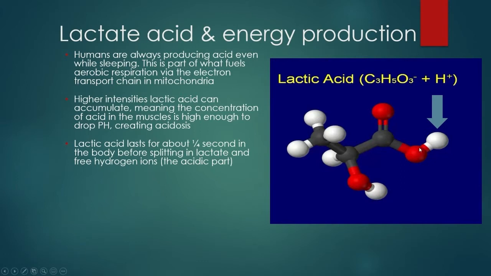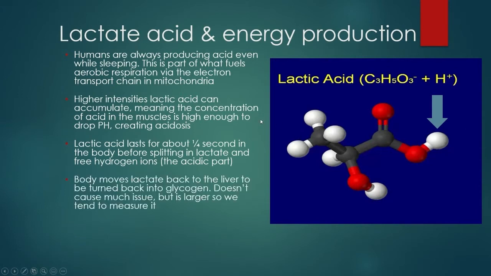So basically your body splits it right here between this red and white line, and it splits it into the bigger element here, off to screen left from the red line onward, which is lactate, and then this becomes the free hydrogen ion. That is the acidic part. If you remember anything from your chemistry class, things that have hydrogen in them typically are acidic. So that is what splits off, and this is what causes the acidosis when it builds up in concentration.